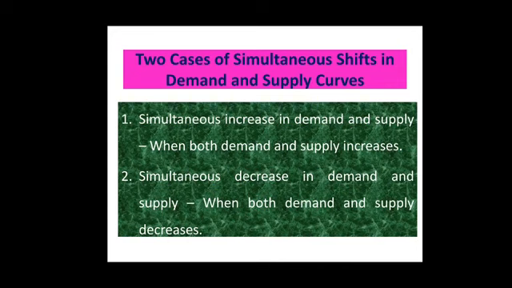There are two cases of simultaneous change in demand and supply, or we can say simultaneous shift in demand and supply curve. Case first, simultaneous increase in demand and supply. That is, when both demand and supply increase simultaneously. Case second, simultaneous decrease in demand and supply. That is, when both demand and supply decrease simultaneously.